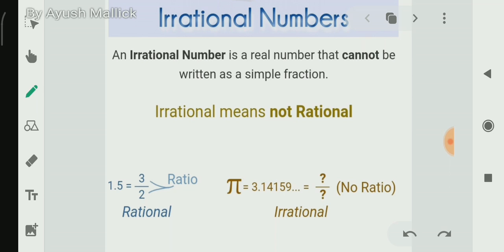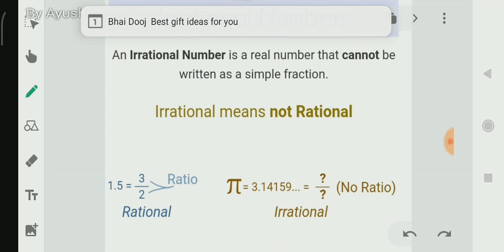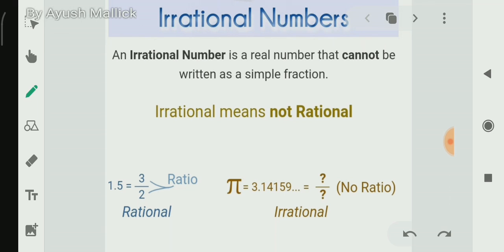First of all, I will try to define irrational numbers. A proper definition would be: an irrational number is a real number that cannot be written as a simple fraction. As we discussed in the previous video, real numbers contain all the numbers we have studied till now, rationals or irrationals. So an irrational number is also a real number, and it cannot be written as a simple fraction.